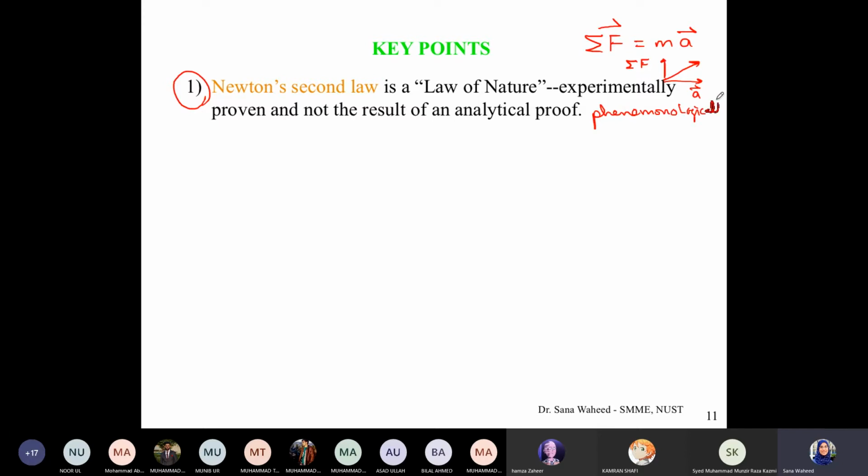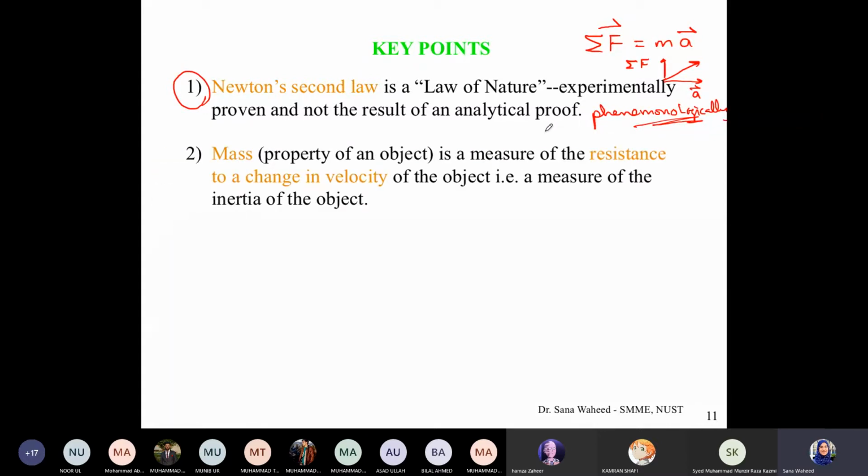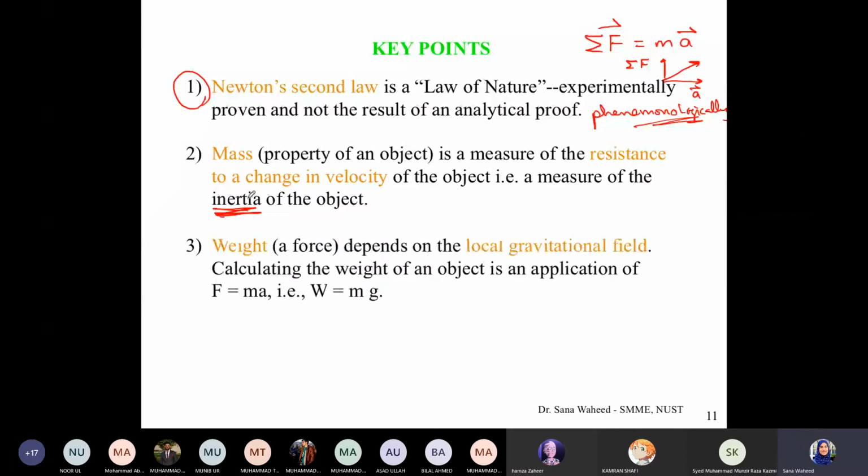Phenomenologically. The spelling may not be correct, apologies. But it is phenomenologically derived, okay? It's experimentally derived and it's not a first principle based derivation. So we've already discussed what mass is. It's a measure of the resistance of a body to change its state of motion. In other words, it's also the measure of the inertia of the object. I think you're all familiar with inertia, so I don't really need to explain that in further detail.